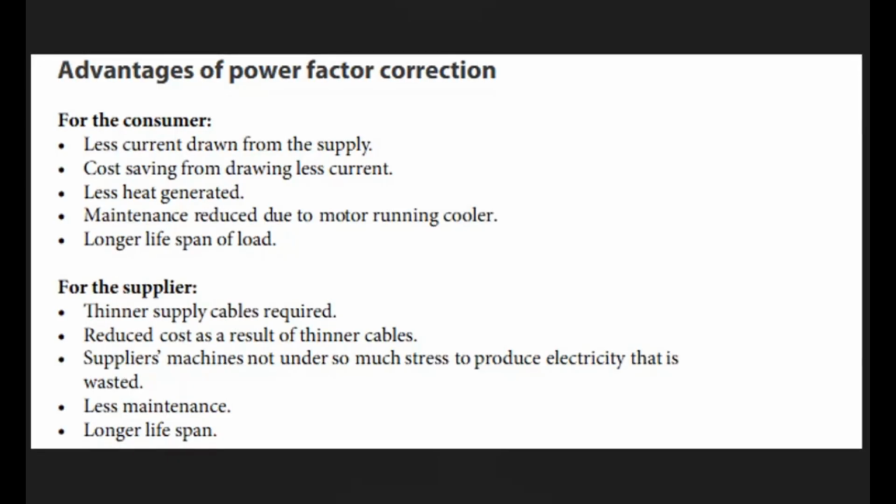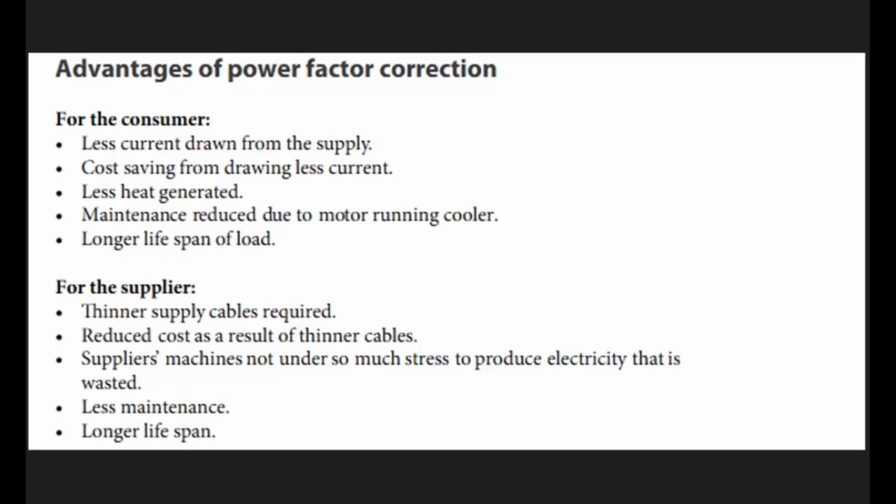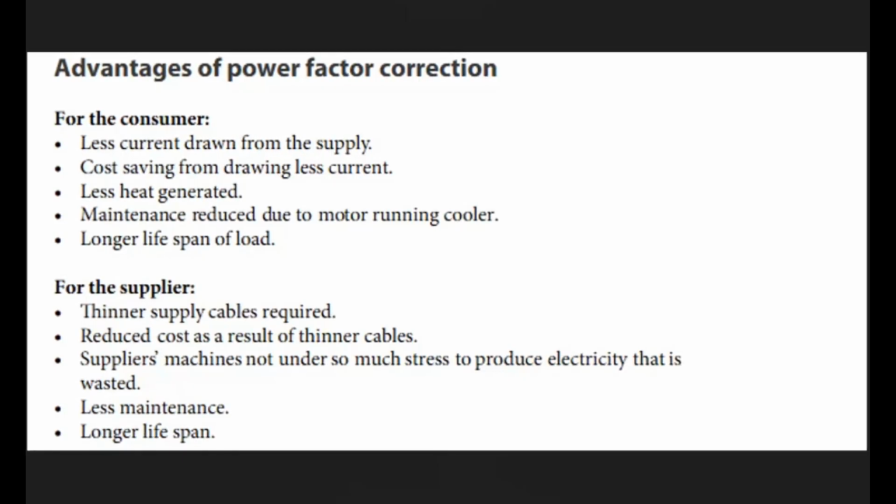For the supplier, what does this mean? If power factor correction is done properly, this means he will use thinner wires to supply his power. So there's a saving already if you're using thinner wires. This will lead to a reduced cost as a result of these thinner cables.